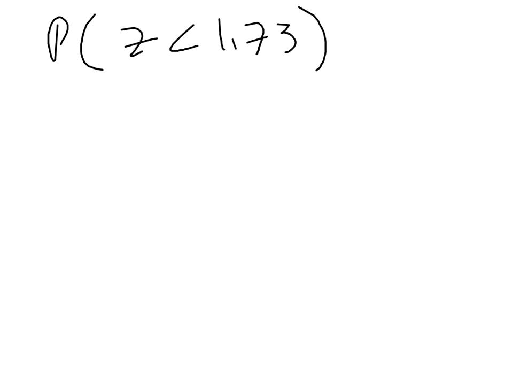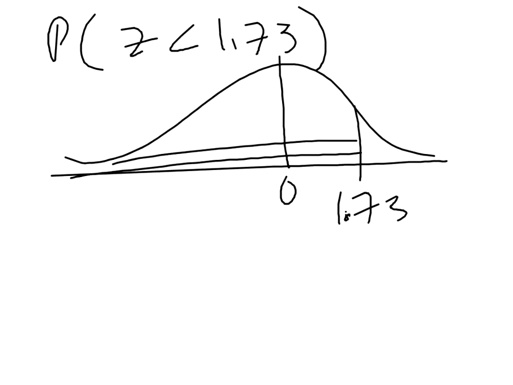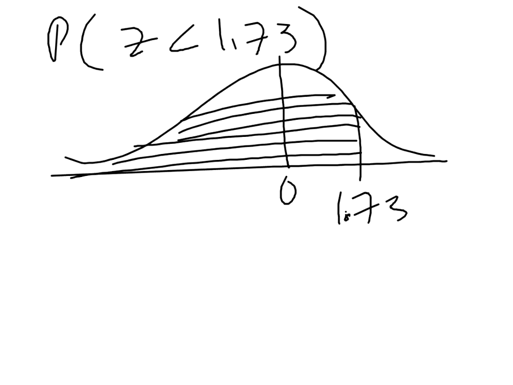Okay, let's look at this second one, and this one we can read directly. Here's the second situation. This is the probability of z less than 1.73. Well, from drawing the picture, here's z equals 0. Here's 1.73. We know from our table, well, first of all, we know that this is what they're interested in.